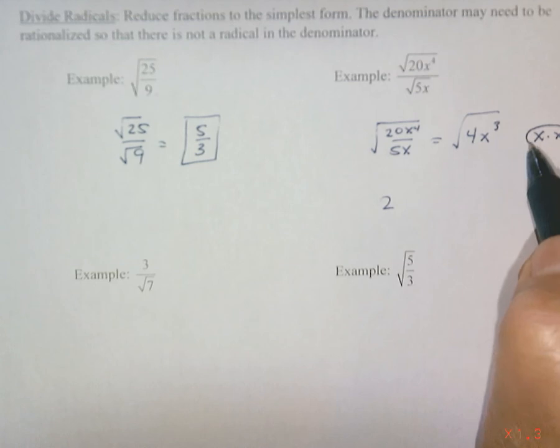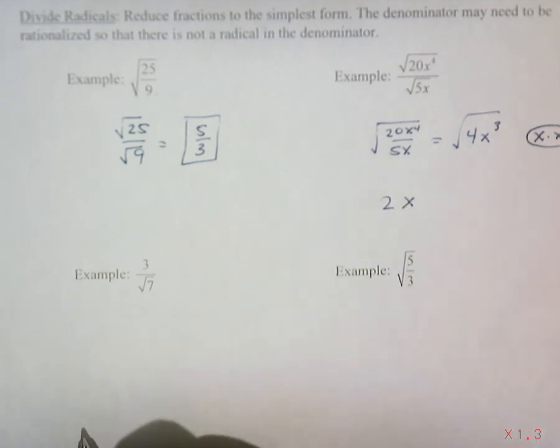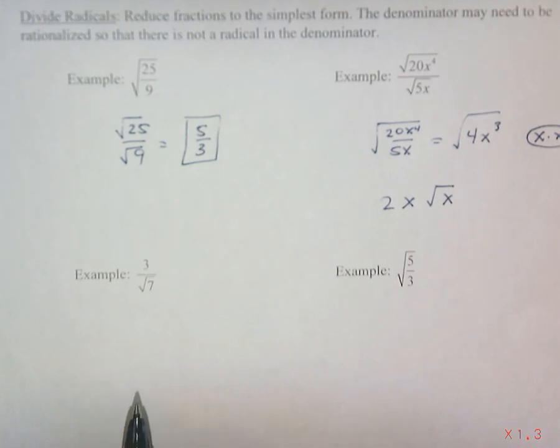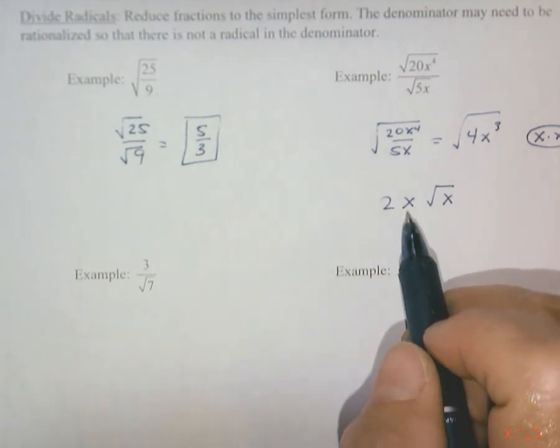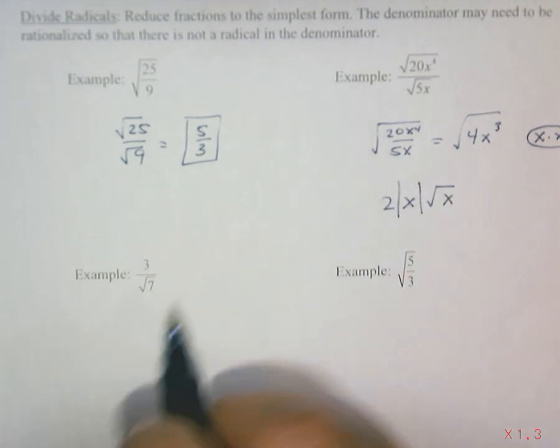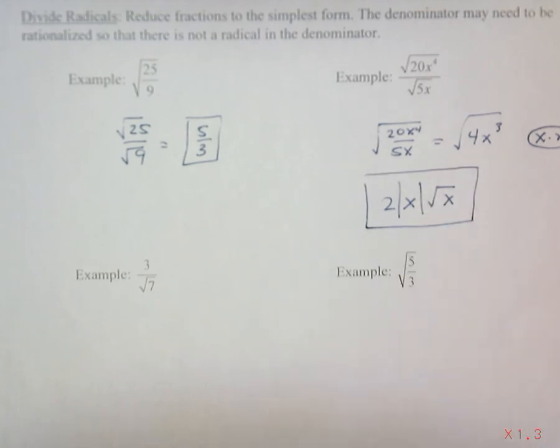So I need a pair of x's, they go on the outside. And I have 1 left over, so that stays on the inside. And then just to take care of any of the negatives, if this value of x were negative, I don't want the negative value, I want the positive. So I put absolute value.